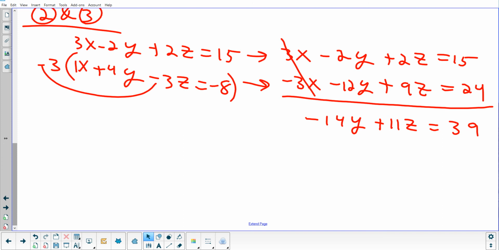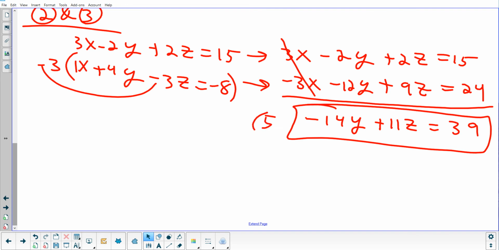Right, let's double check. I don't really like those numbers. Some of them are kind of big. I don't know, but I don't think we did anything wrong. I know all the answers come out nice, so if it doesn't, then we know we made a mistake. Okay, so now that is equation 5.